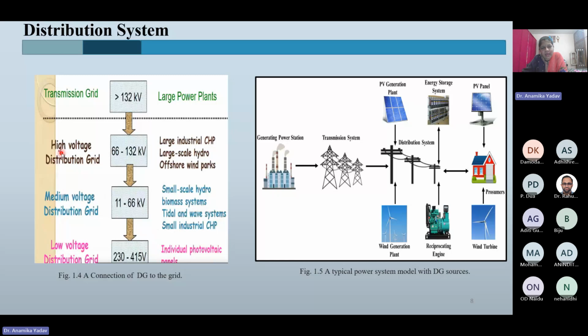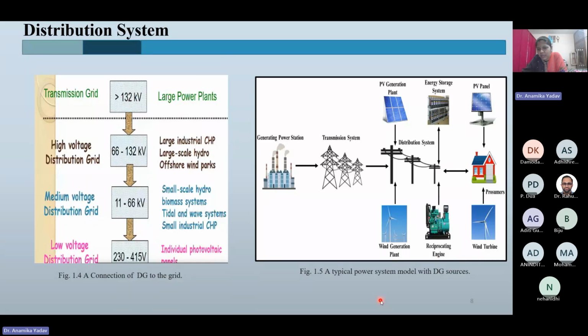Then if you look at high voltage distribution grids, which range between 66 to 132 kV, herein we integrate the offshore wind parks and large scale hydro plants, similarly large scale solar plants as well, and large scale industrial combined heat power plants. And the thermal power plants usually are integrated at 132 kV and above. So large power plants, particularly of larger capacity, will be integrated at the 132 kV level. So that shows it in terms of particular voltage level.